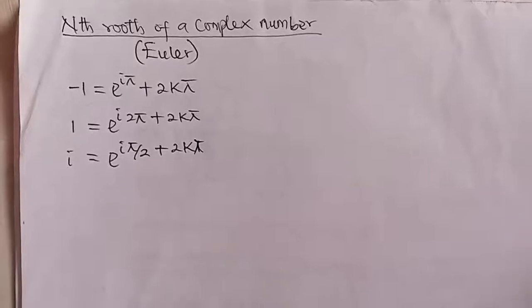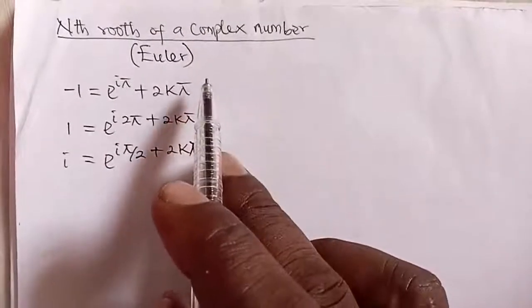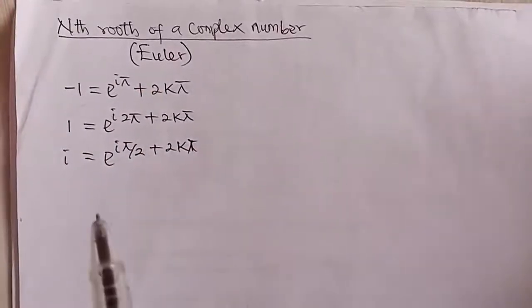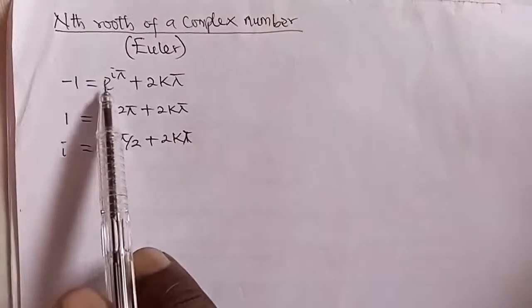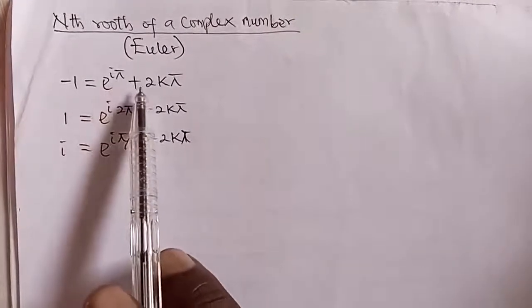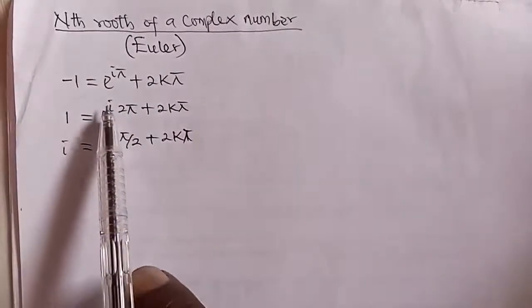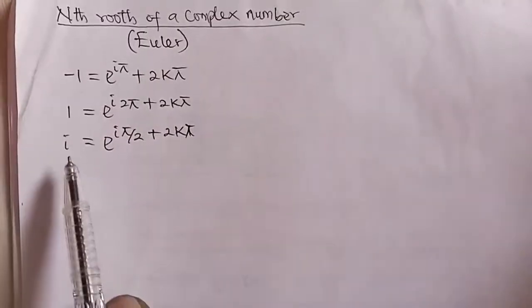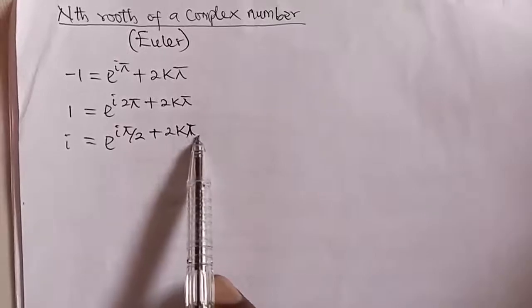In this video, we want to look at the nth root of a complex number, how to calculate it using Euler notation. There are some identities that we already know. Minus 1 is e^(i(pi + 2k pi)). Then 1 is equal to e^(i(2 pi + 2k pi)). And i is e^(i(pi/2 + 2k pi)).